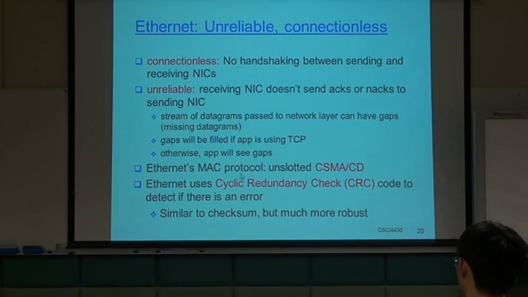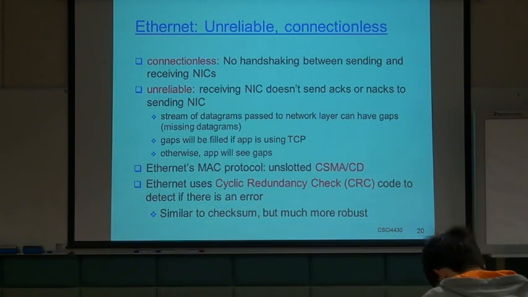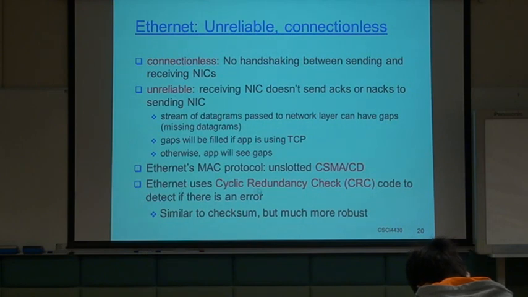And the Ethernet MAC protocol will use CSMA/CD to detect if there's any collision. What that means is if another host sends a frame at the same time, there will be a collision. In this case, they will detect the collision and take action. If there's a collision, they will retransmit the frame to the other side. However, there's no acknowledgement. So if there's no collision and you send the data to the other side, it's possible that the data may be corrupted. In this case, Ethernet will use this CRC code to detect if there's an error.